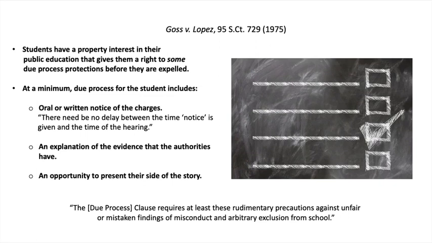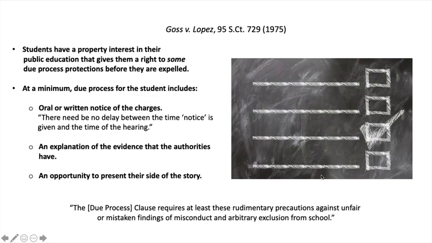So at a very minimum, due process for a student includes oral or written notice of the charges. And I think this is an important detail: there need be no delay between the time notice is given and the time of the hearing. What that means is, you may get notice right before your meeting with the principal where they tell you that you're going to be suspended, or they ask you to discuss the issue of suspension or expulsion, and you don't have a whole lot of time to prepare and gather information. The student needs to be allowed the opportunity to give an explanation. Actually, before that, they first need to have an explanation of the evidence that the authorities have, so it can't be totally baseless, totally arbitrary and capricious.